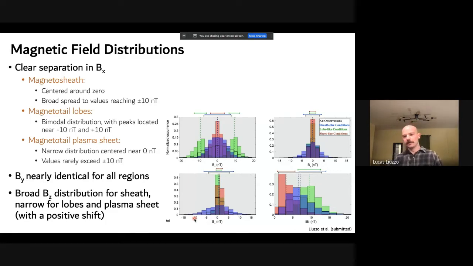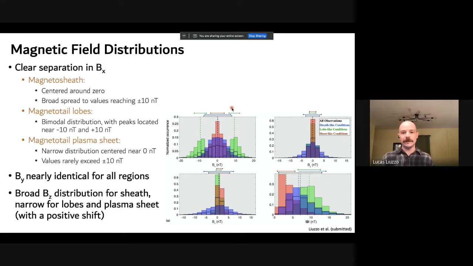We can also now, instead of looking at these heat maps, look at the data set a slightly different way. What I'm now showing are histograms normalized to the total number of observations for each of these regions, and these are each component of the magnetic field. For the magnetosheath field, this purple color, for each of these components you see that it's centered close to 0 and has a broad distribution that's spread toward positive and negative values.